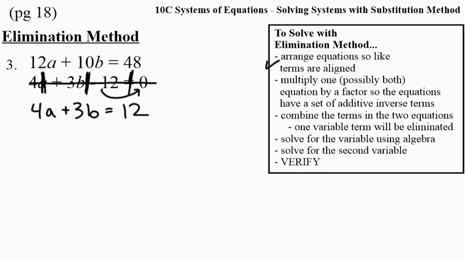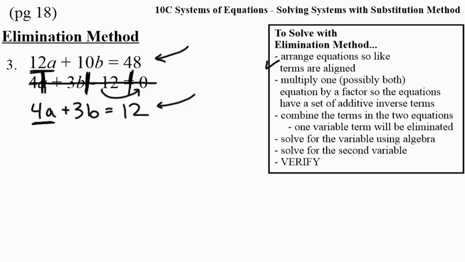So now I need to take 12a plus 10b equals 48 and 4a plus 3b equals 12 and figure out what I can multiply one of those equations by in order to eliminate a or b. Well, this shouldn't really be rocket science.